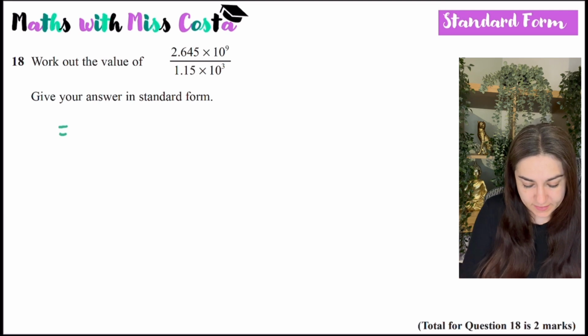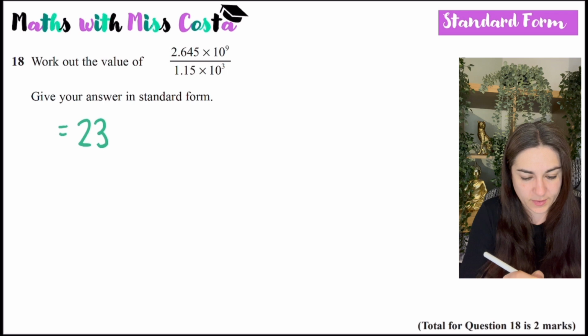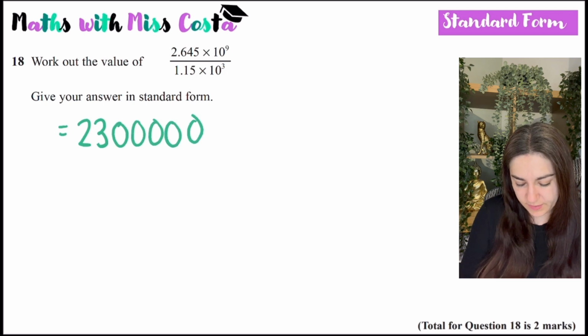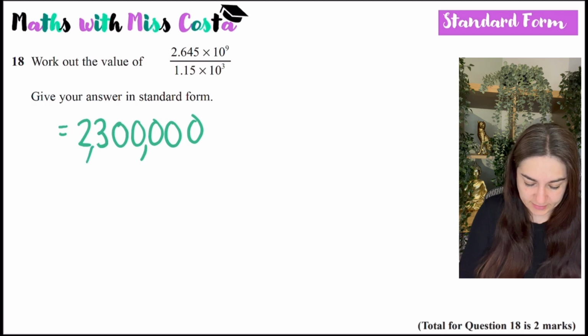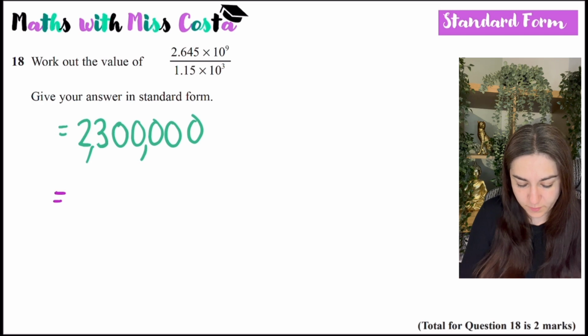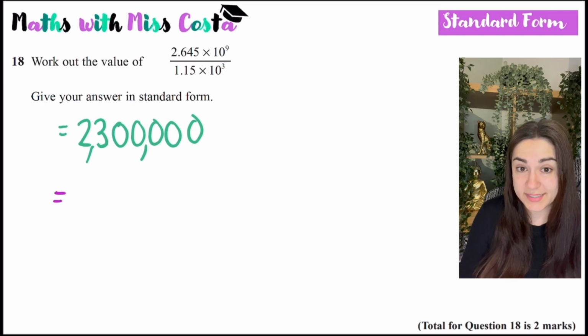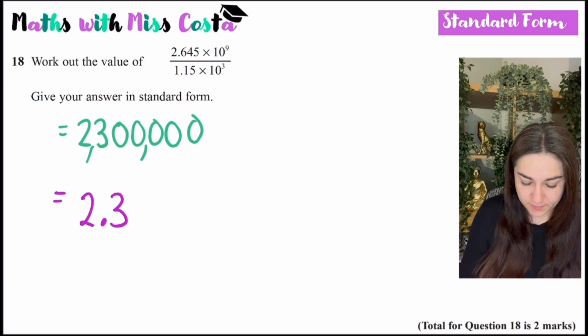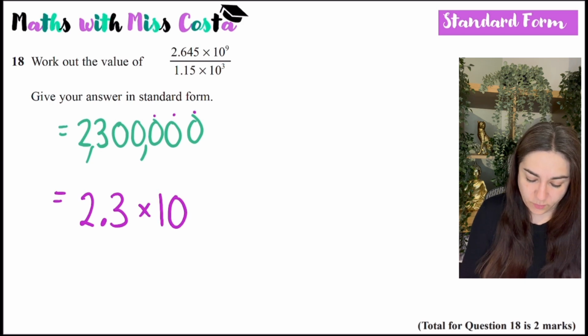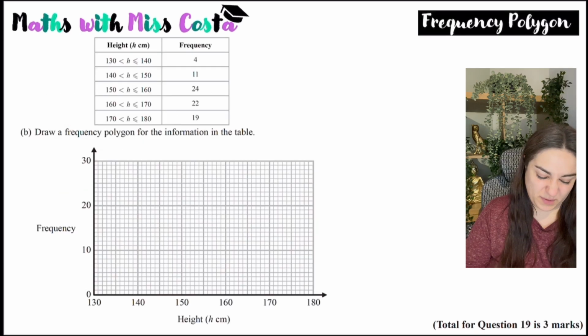which gives me 2, 3, and then 1, 2, 3, 4, 5 zeros. So that's 2,300,000. Now to put something in standard form, I write it as a number between 1 and 10. So that would become 2.3. And then times by 10 to the power of 1, 2, 3, 4, 5, 6. You'd be fine.